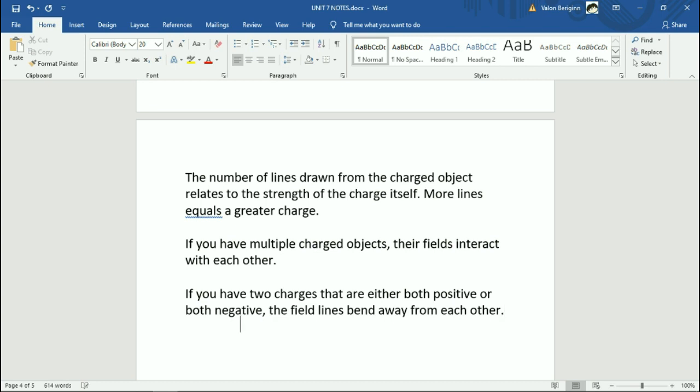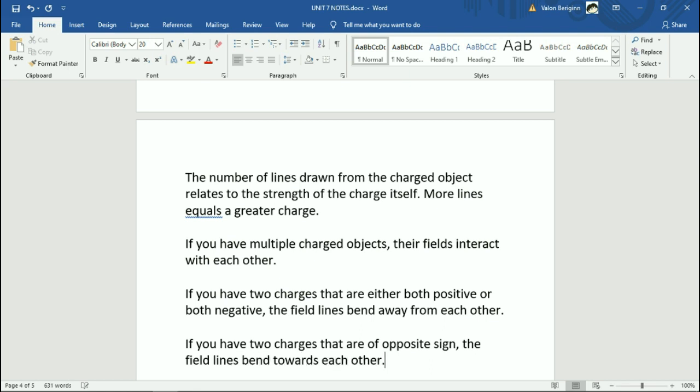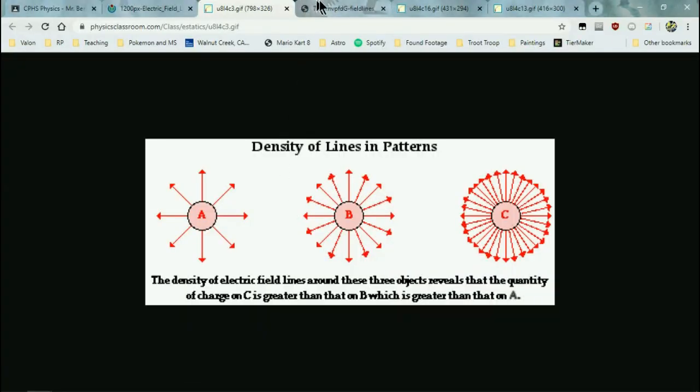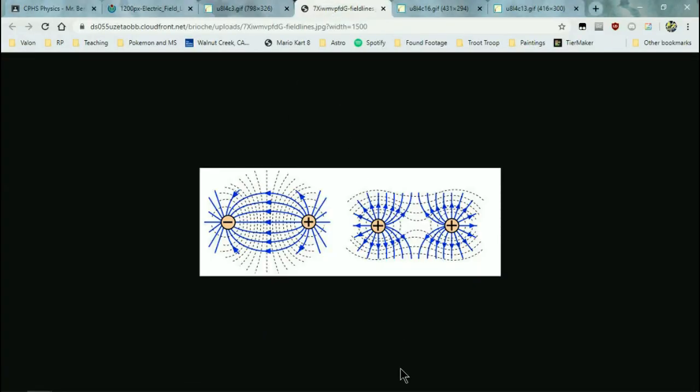And I'll show you what this looks like in a second. If you have 2 charges that are of opposite sign, the field lines bend towards each other. And towards each other and connect, by the way. So let me kind of add that in there. So here is what this looks like. This here. Okay, so here we have 2 positive charges, and normally, see, they're all kind of trying to come out radially, but they end up bending away from each other. Okay, so they bend away from each other like that.